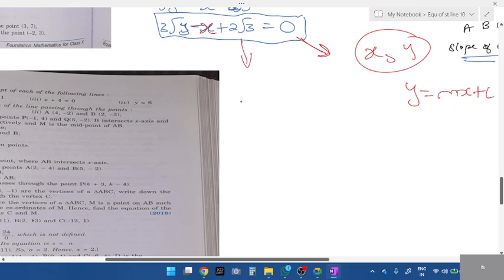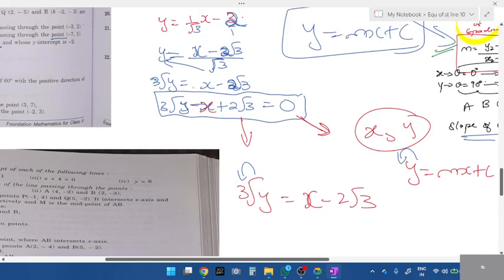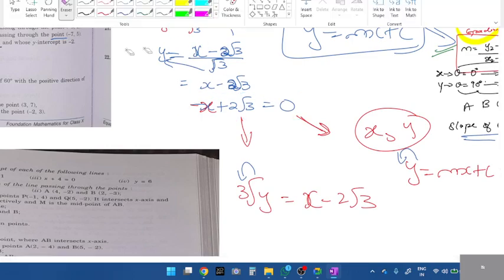How do you convert this equation? Root 3 y is equal to, what happens to x? If it goes to the other side, x minus 2 root 3. Minus 2 root 3. If you convert to y is equal to mx plus c, before y there is no value. What happens to root 3? I have written it wrong. I should have written it as y root 3, students, root 3y.